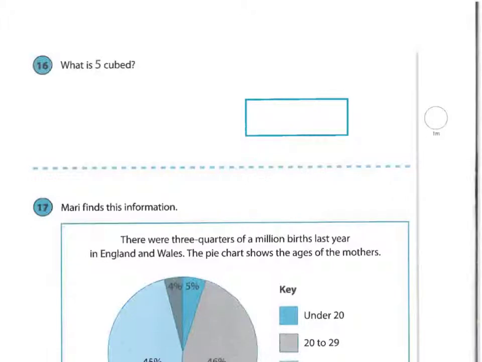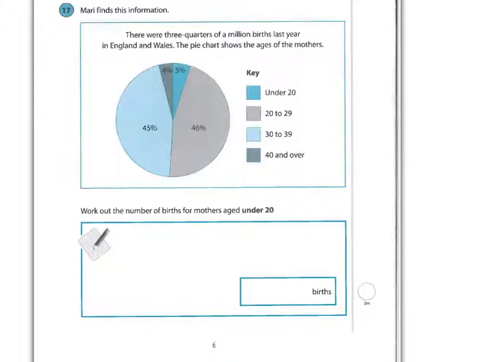Question 16. What is 5 cubed? Well, to cube a number, you multiply it by itself 3 times in a row. So 5 times 5 is 25. 25 times the final 5 is 125.